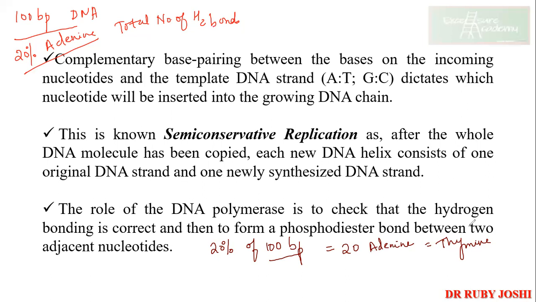20 is adenine, 20 is thymine, total 40. Out of 100, remaining is 60. So half each is going to be your G as 30 and C as 30.